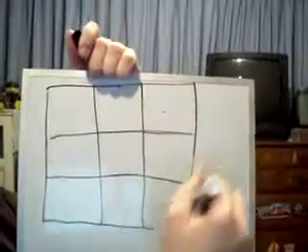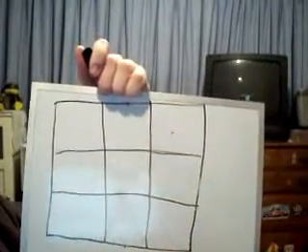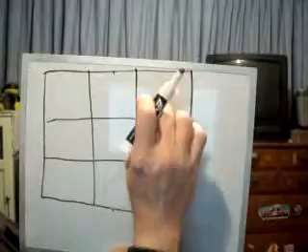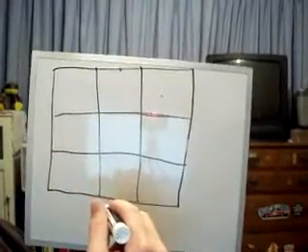I'm going to erase this. Let's say we divide each side into 3 equal parts. Okay? We've got this 1 inch by 1 inch square. We're dividing all these sides up into 3 equal parts. The size of the unit square will get smaller, but the number of unit squares will get bigger.